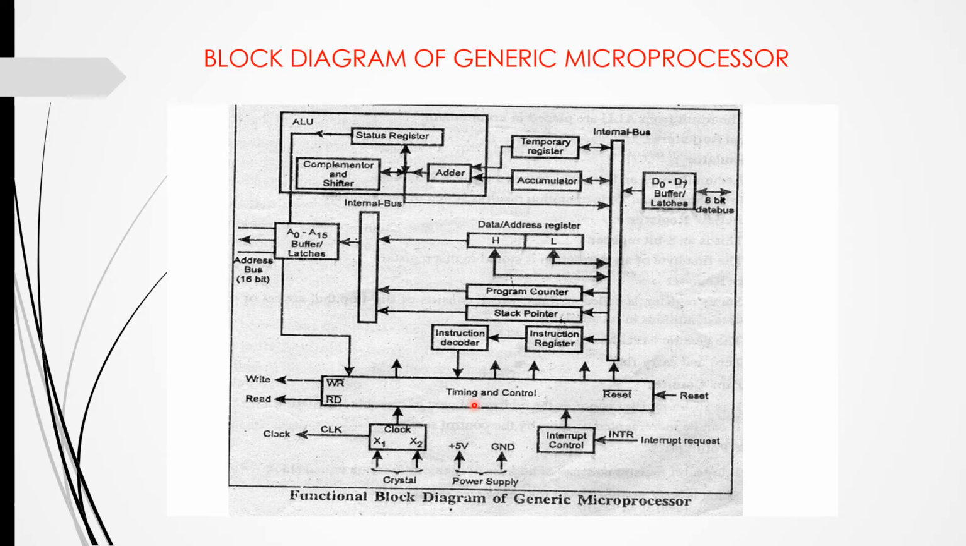Then you can see address bus, data bus. The address bus is a group of 16 lines generally identified as A0 to A15. It is unidirectional bus, that is bits flow in one direction from microprocessor unit to peripheral devices. Data bus is a group of 8 bits used for data flow. It is a bidirectional bus. That means data flows in both directions from microprocessor unit to memory and peripheral devices.